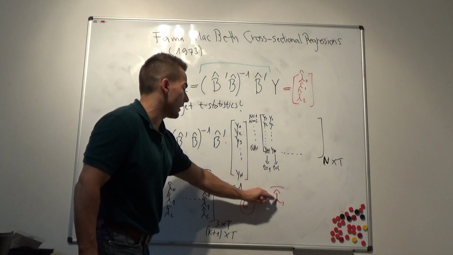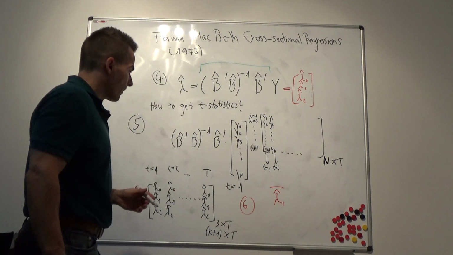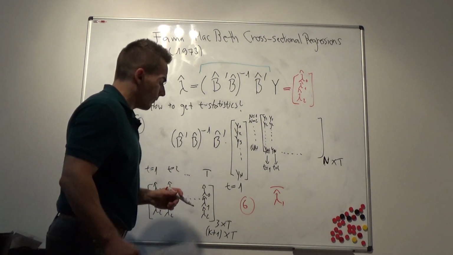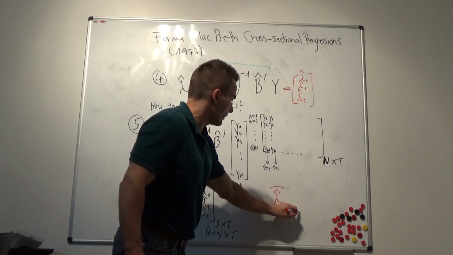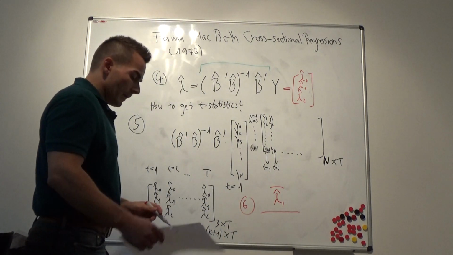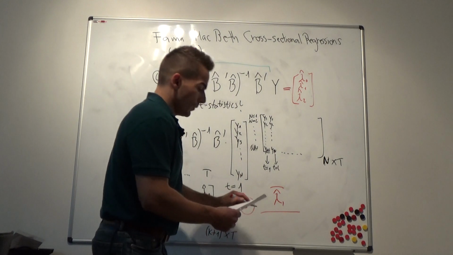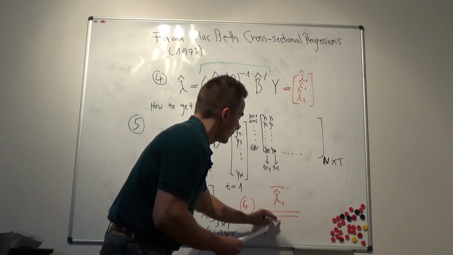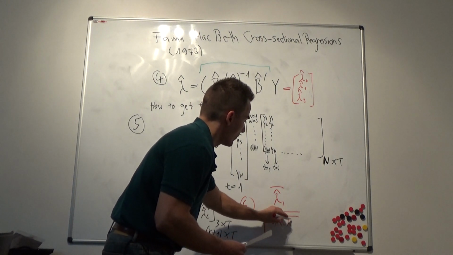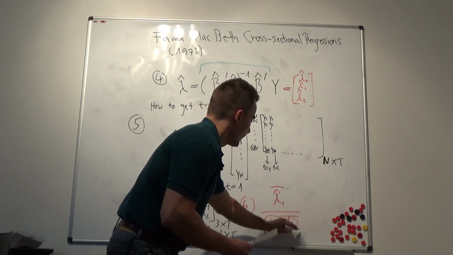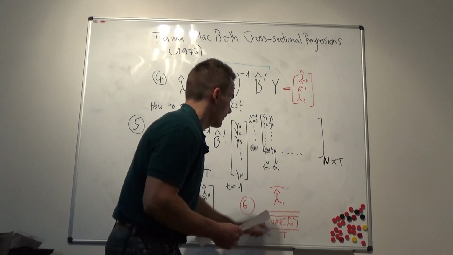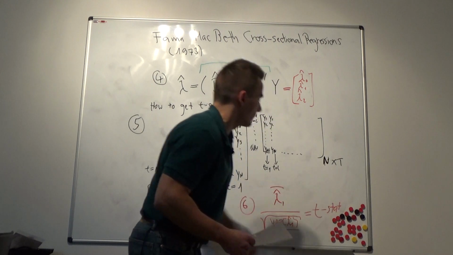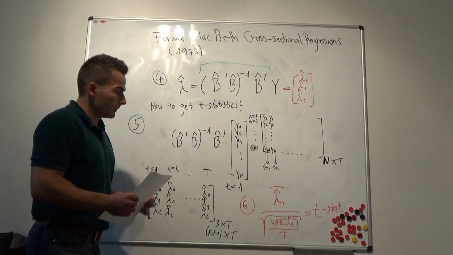And you know exactly how to calculate it, because on the previous whiteboard drawing, we showed the formula for that. So this is in the numerator, and in the denominator, we take the square root of the variance of our lambda 1 divided by T. And what we get is the corresponding t statistic for lambda hat 1.